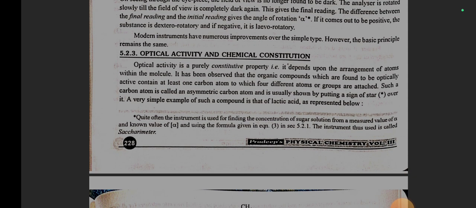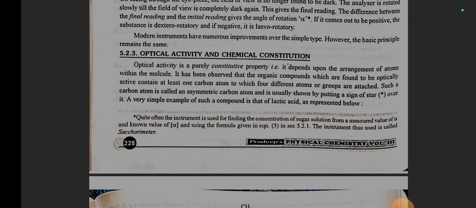Modern instruments have numerous improvements over the simple type. However, the basic principle remains the same. Optical activity and chemical constitution. Optical activity is a purely constitutive property, that is, it depends upon the arrangement of atoms within the molecule.